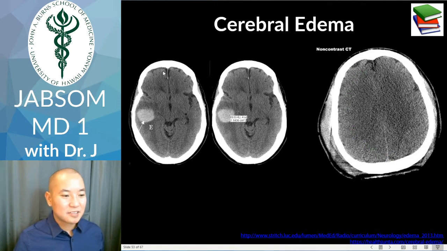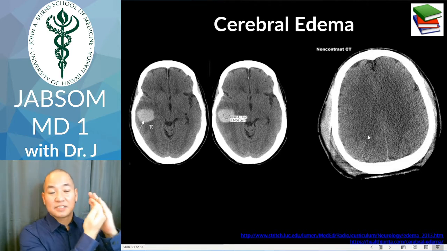Notice that you can still see some of the folds, the sulci and gyri inside of the brain. You can see some of the ridges. But this brain is so swollen with interstitial fluid that you can barely see the folds. You can barely see the sulci in the cerebral cortex of the brain. So this brain is being pushed against the skull, and it's being pushed with a lot of pressure.